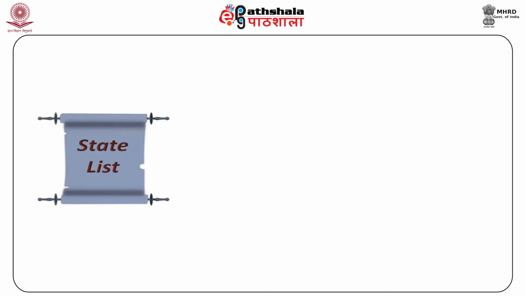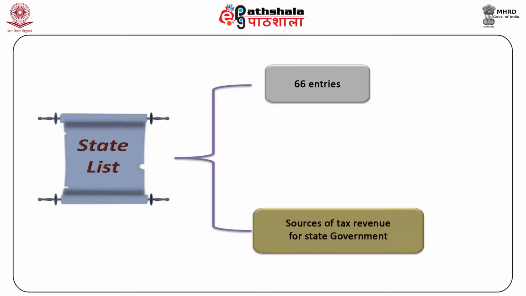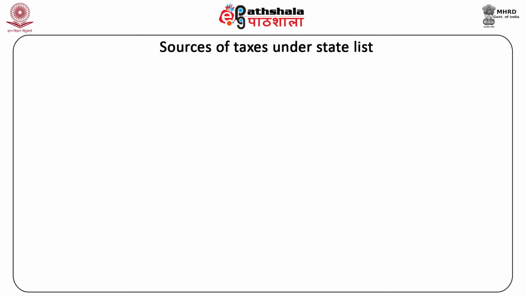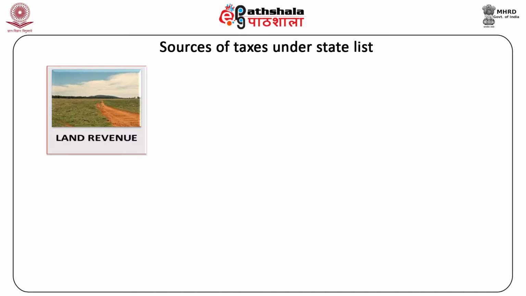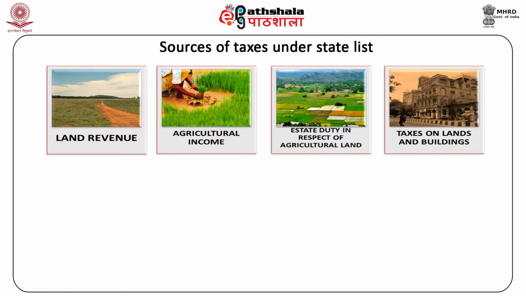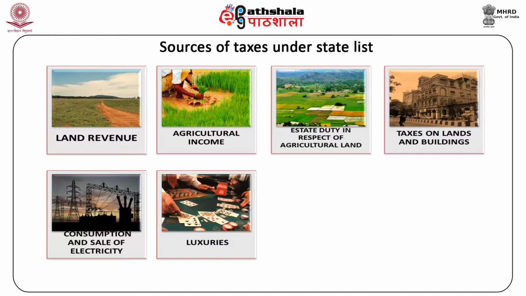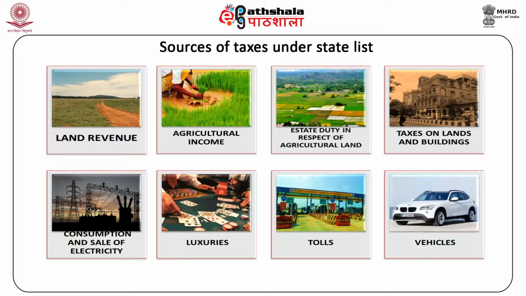The state list, which consists of 66 entries, contains sources of tax revenue for the state government. Sources of tax revenue for the state government are land revenue, taxes on agricultural income, estate duty in respect of agricultural land, taxes on lands and buildings, taxes on consumption and sale of electricity, taxes on luxuries, including entertainment, betting and gambling, tolls, taxes on vehicles, etc.